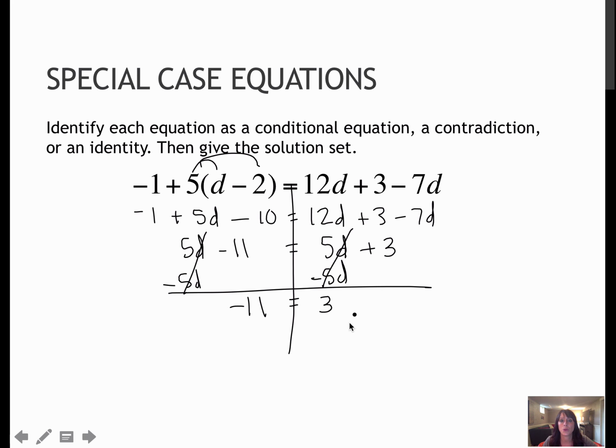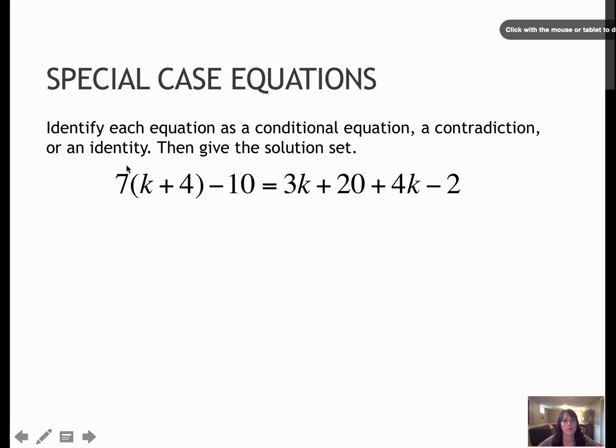I have some students who even subtract the 3 and get -14 equals 0 or 14 equals 0. In any case, this is not true. So this would be considered a contradiction, and the solution set would be the empty set. And the empty set means that it's a set of nothing. You might also see that written with the set brackets with nothing in it, which is of course a set that is empty.